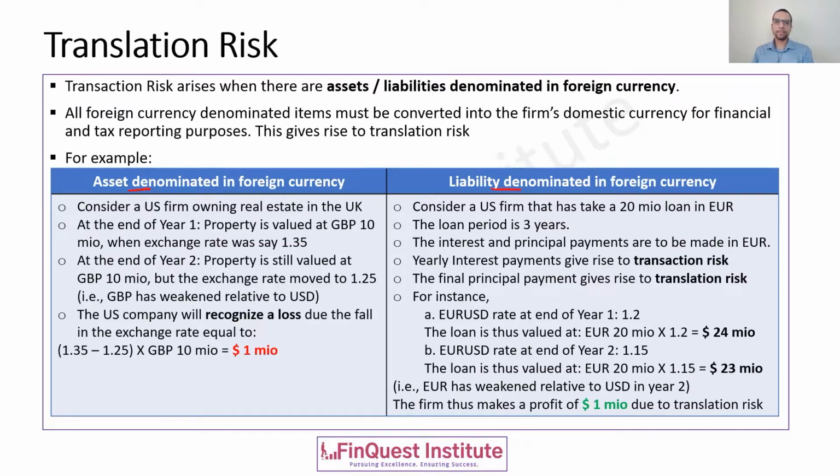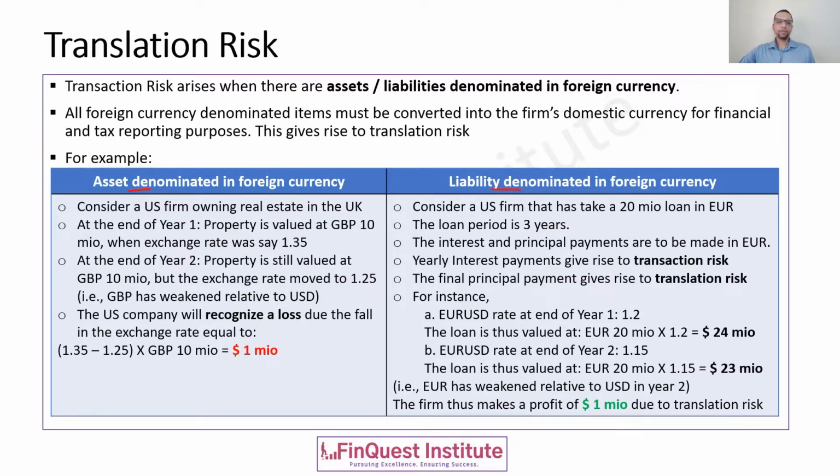Now, let's say there is an American company which owns real estate property in the UK. So naturally, they will be valuing everything in British pounds because that property is based in UK, so maybe London. Now, at the end of year one, let's say the property is valued at 10 million British pounds. And let's say the exchange rate was 1.35. That is, GBP USD exchange rate was 1.35. So 1 GBP was equivalent to 1.35 US dollars.